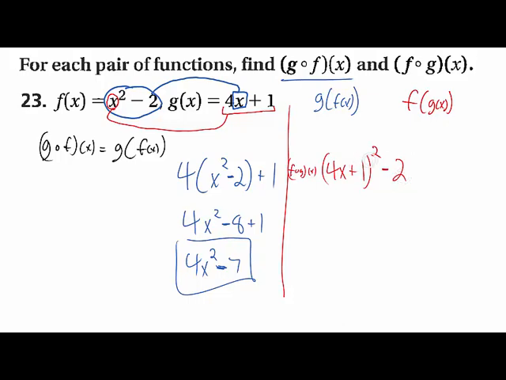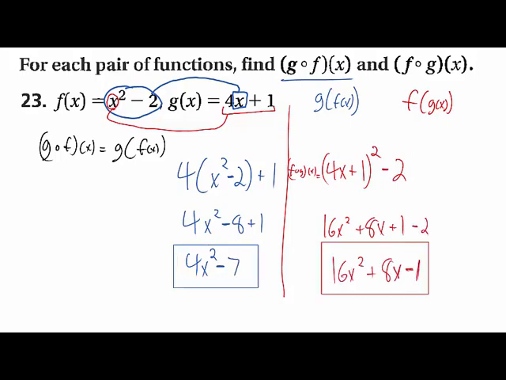But since I have a constant here, I can go ahead and FOIL this out. I can write this simpler if I want to. If you square this binomial, you get 16x squared. You get plus 4x plus another 4x. So you get plus 8x plus 1, and then subtract 2. And you can combine these like terms, which gives you a result of 16x squared plus 8x minus 1.